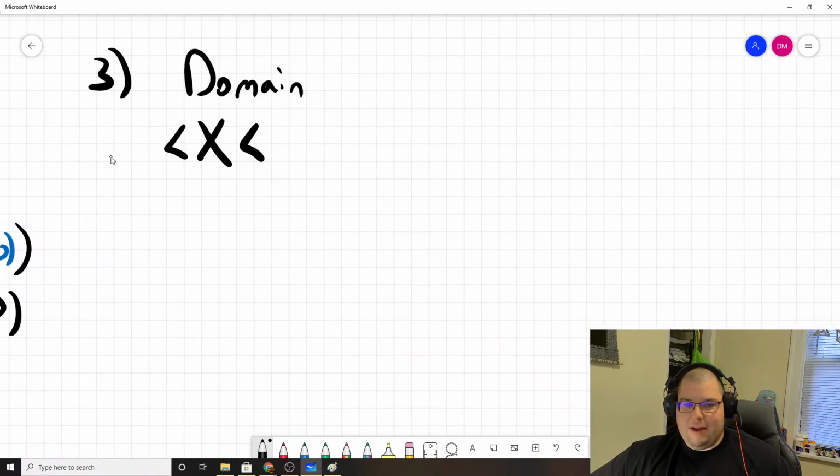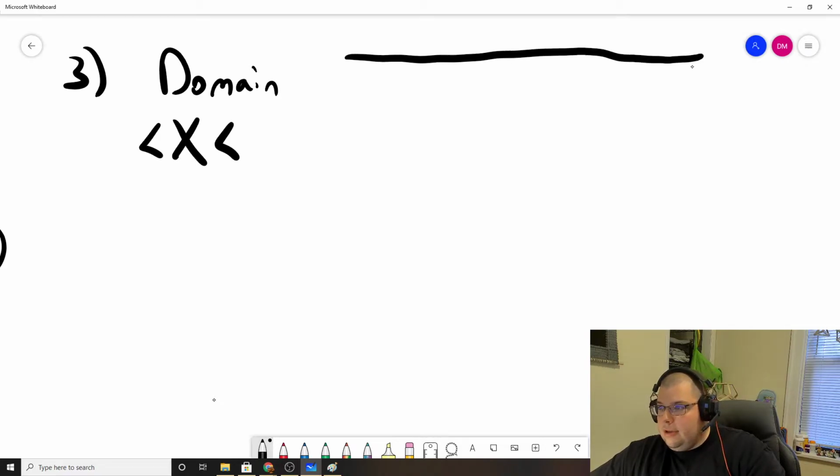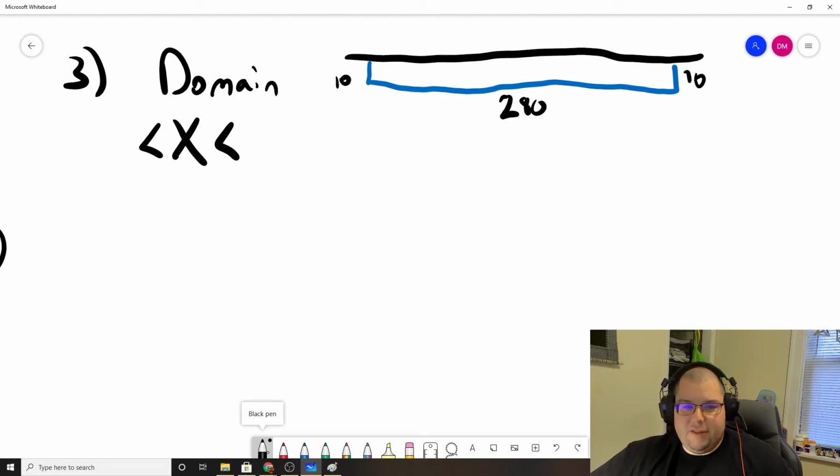So if I was to make x really small, my play area would look like a really narrow hallway. For instance, if I made x to be 10, this would be 10 and this would be 10, and then I would have 280 meters left over of fencing for that long wall. But I could potentially go smaller than 10. I could do 1 meter of fencing. I could do half a meter of fencing.